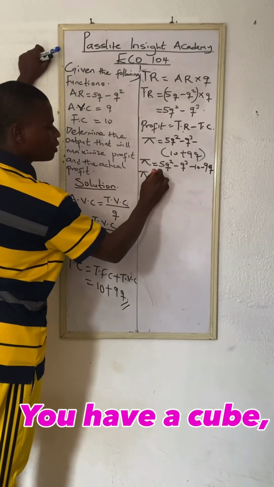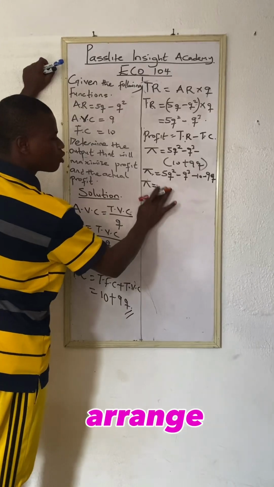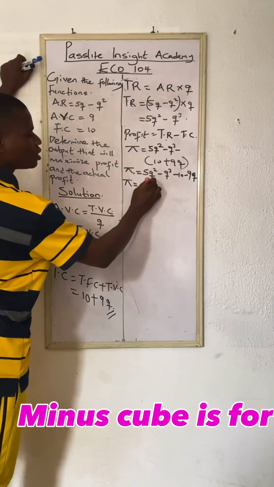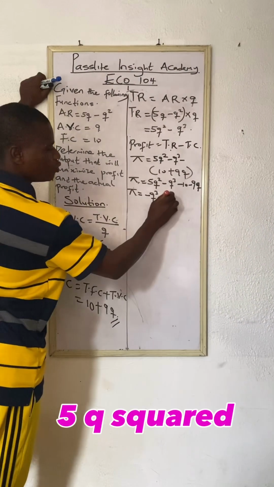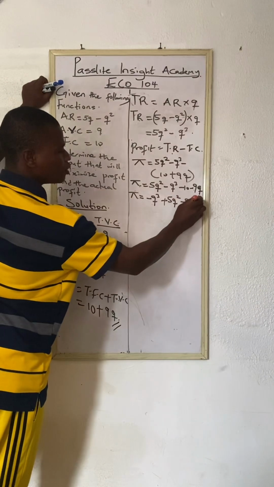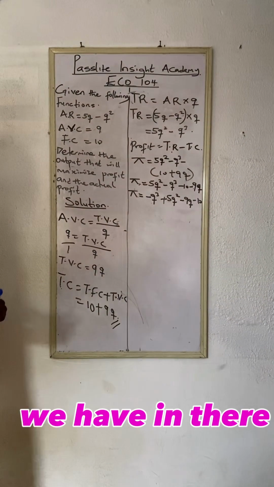You're having Q, 5Q squared, or you can arrange according to the cube: minus Q raised to power 3, plus 5Q squared, minus 9Q, minus 10. So that is what we are having there as our function.